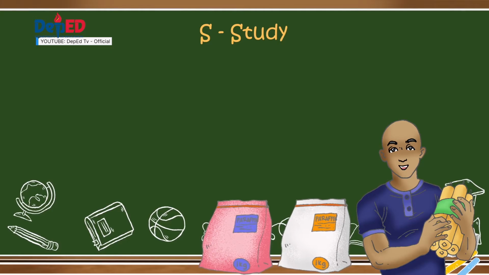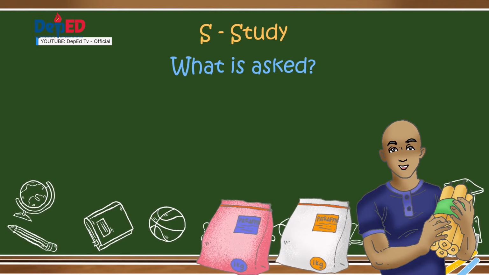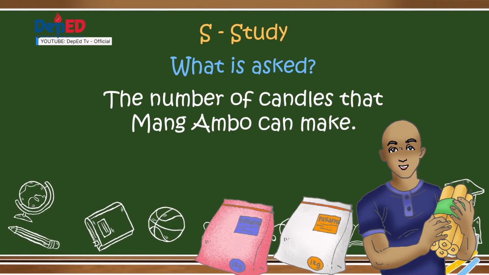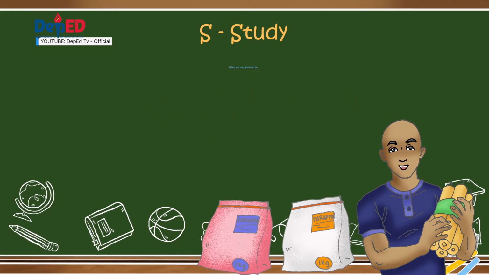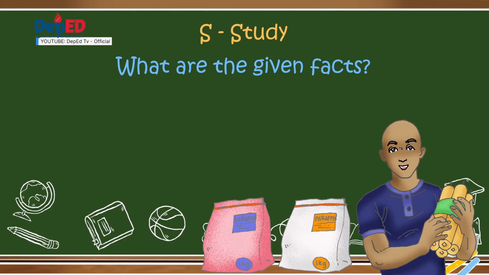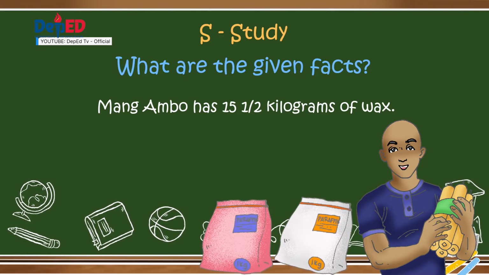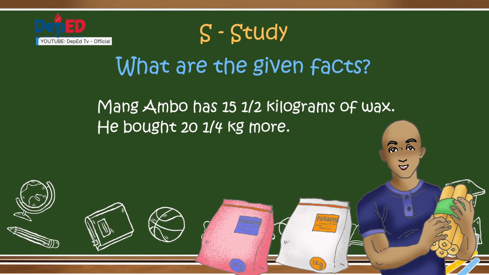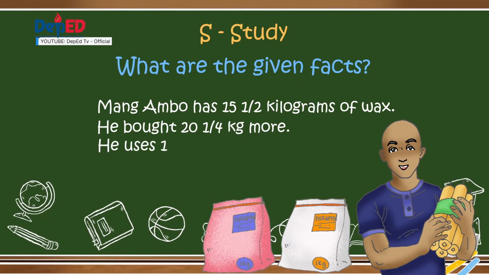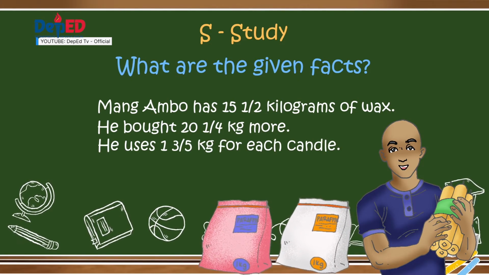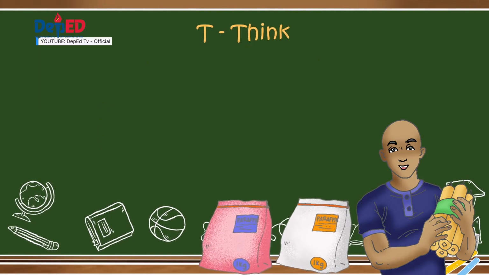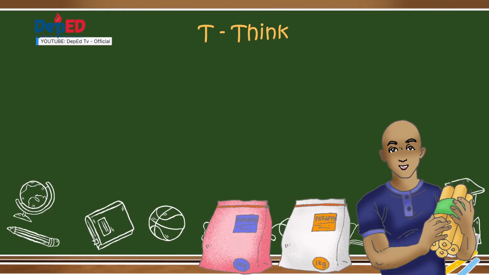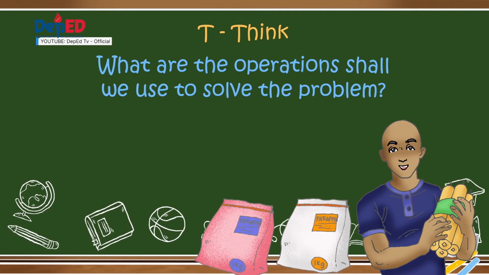Let's study first the problem. What is asked? You are correct. The number of candles that Mang Ambo can make. What are the given facts? Mang Ambo has 15 and 1 half kilograms of wax. He bought 20 and 1 fourth kilograms more. He uses 1 and 3 fifths kilogram for each candle. This time, let's think of a plan. Based from the given facts, what are the operations shall we use to solve the problem?